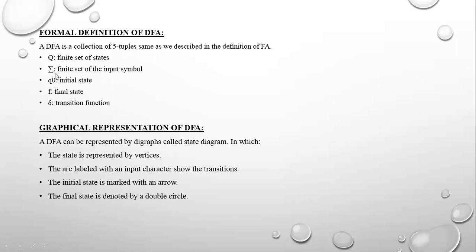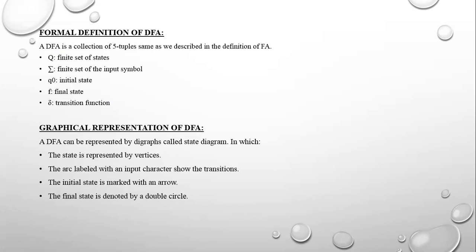Those are Q, sigma, delta, Q naught, F. Q is the finite set of states. Sigma is the input alphabets. Q naught is the initial state and F is the final state. The major important thing is the delta. Delta is a transition function, delta from Q cross sigma to capital Q.